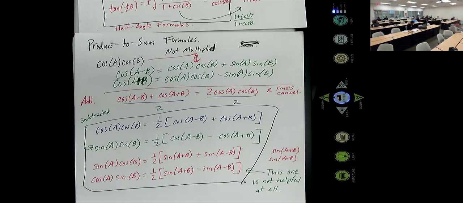Which ones are you testing? The double angle formulas. Sine of two A, cosine of two A, and I'll probably throw in tangent of two A.